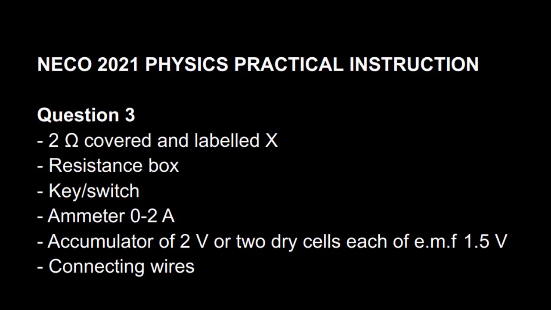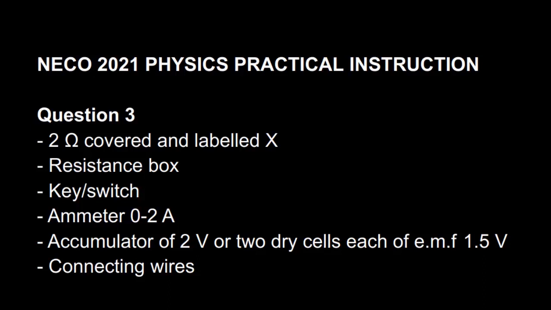of practical. So you'll be given a resistor of 2 ohms, and that resistor will be covered. In other words, they will try to conceal the ohm, and it will be labeled X. You'll be given a resistance box. We'll talk more about what a resistance box is used for and what it does basically. You'll be given a key or a switch.